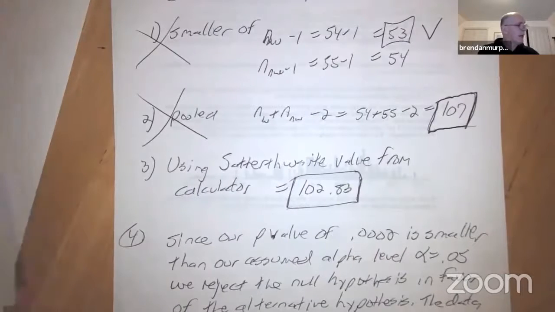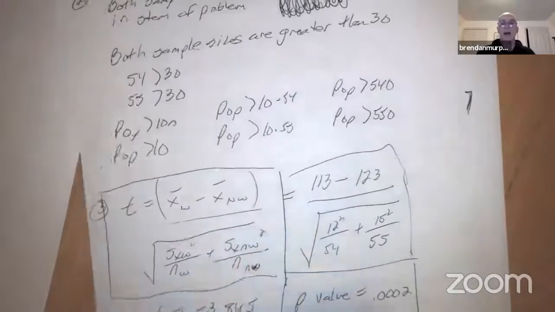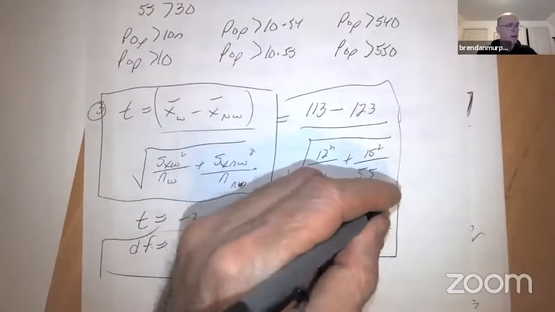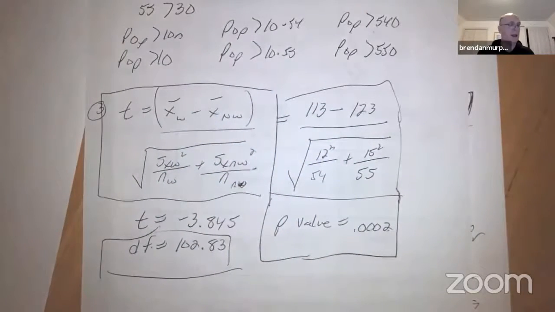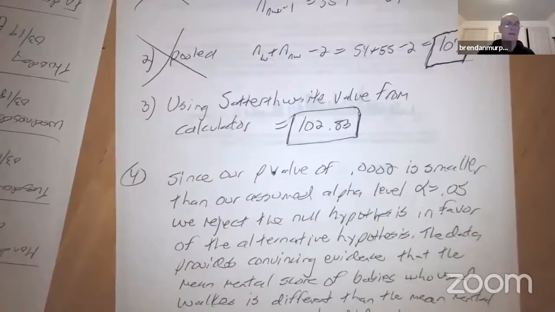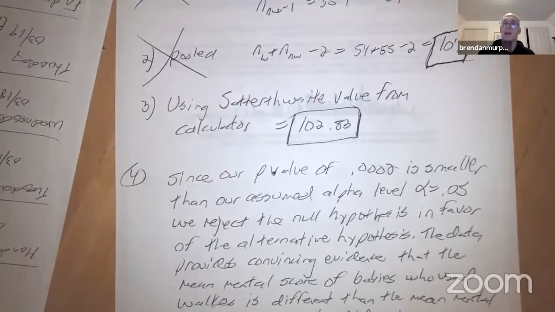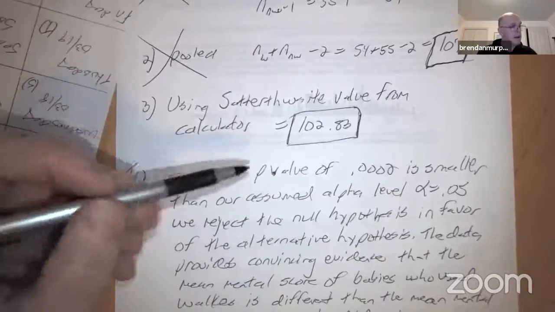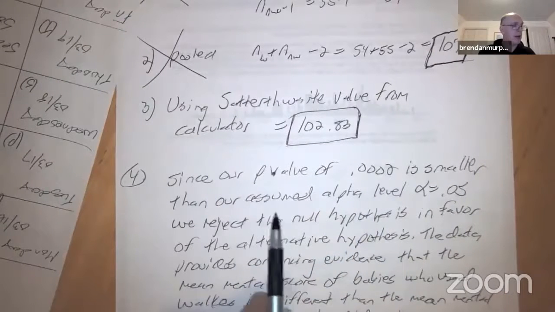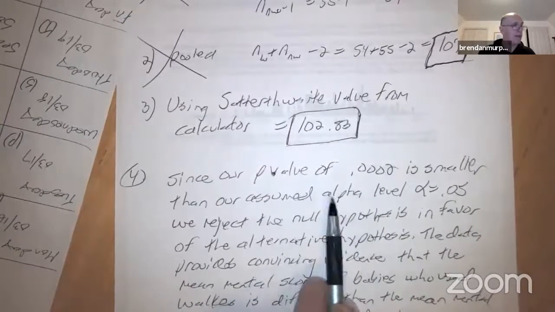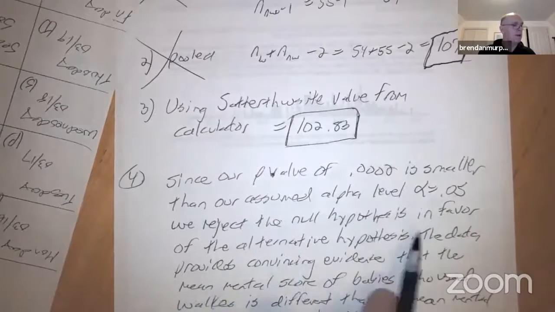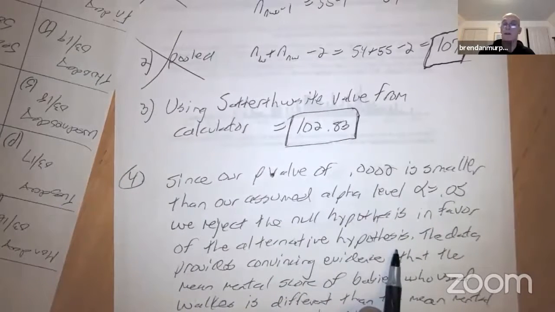Okay. What I do know is we had a really small p-value, right? 0.0002 when I took that scientific notation and made it a decimal. So I need to make some conclusion here. Again, first sentence is going to be pretty generic, pretty general. Since our p-value of 0.0002 is smaller than our assumed significance level alpha 0.05, we reject the null hypothesis in favor of the alternative hypothesis.